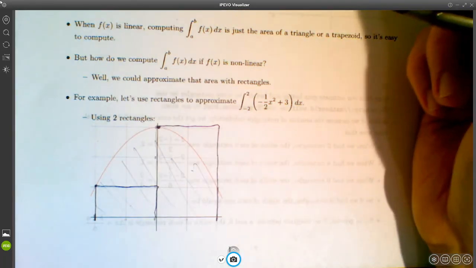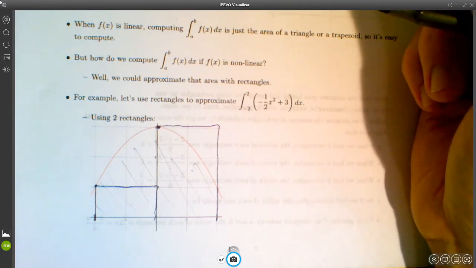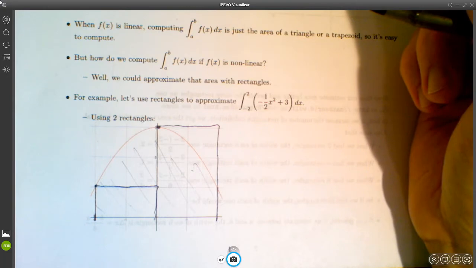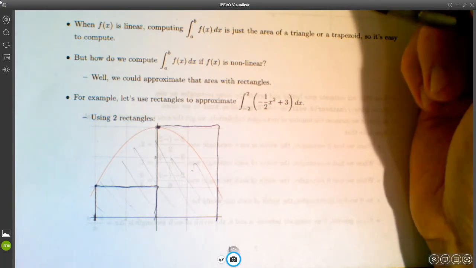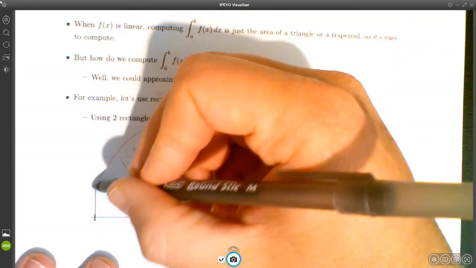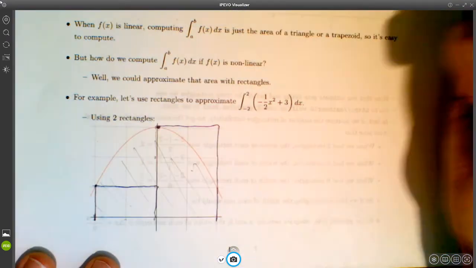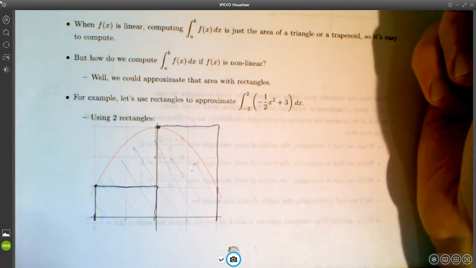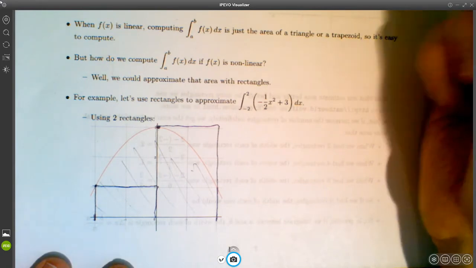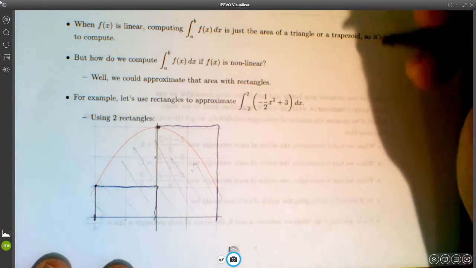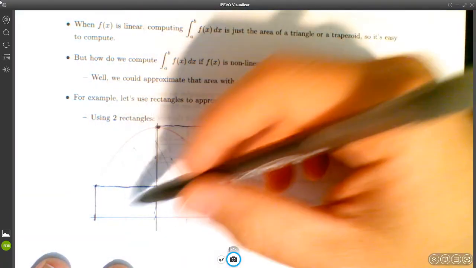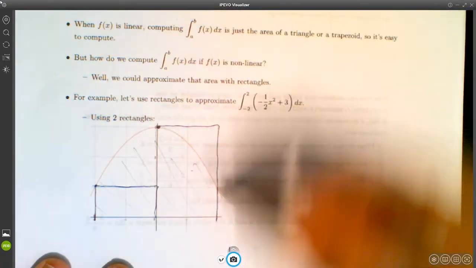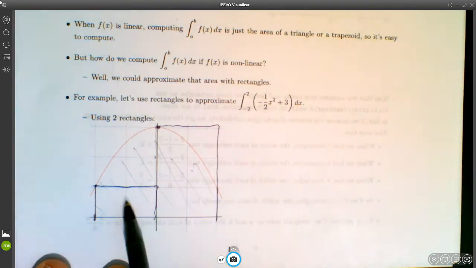Is this the only way to draw the rectangles to approximate the area? Of course not, right? There are other ways to draw the rectangles, and you will talk about a lot of them in calculus. But for now, I'm just going to stick with the left endpoint method of approximating. We'll see in a second that it really doesn't matter all that much what method you use.